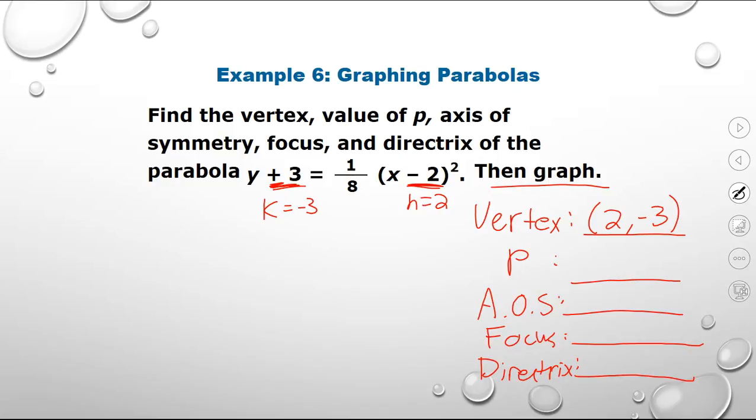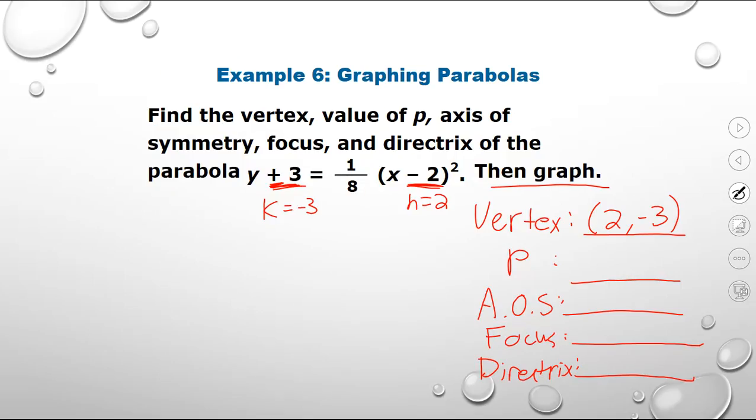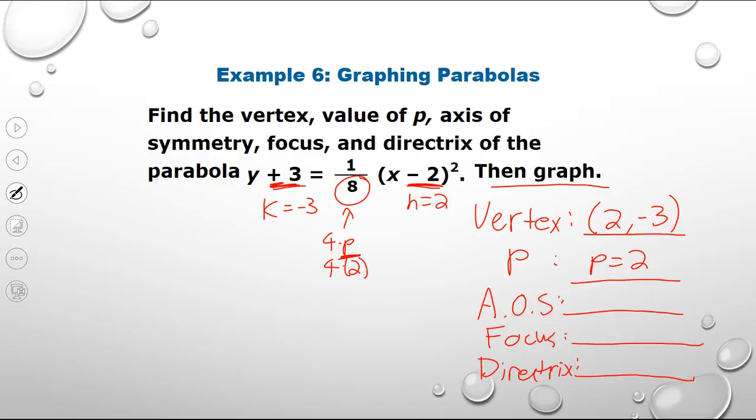Now P, where was P yesterday? Remember, if you look back here, P is right here in the denominator. It's 4 times P that gets you the number in the denominator. So that must mean 8. This was 4 times P. So what is P? If 4 times something is 8, what is P? Well, P's got to be 2. P equals 2, because 4 times 2 would be 8, and thus how we got the 1/8.